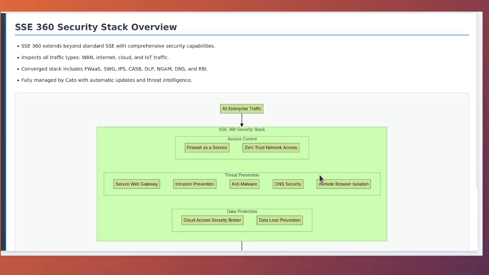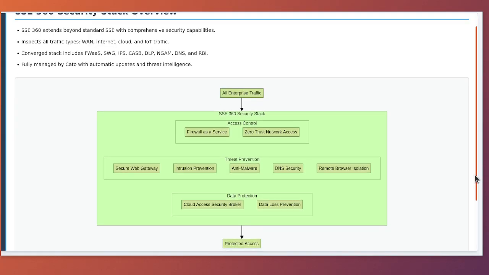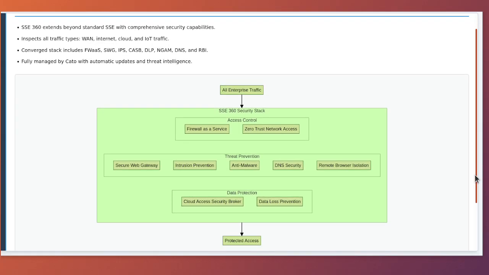SASE 360 Security Stack Overview. In this section, we will explore Cato's SASE 360 Security Stack in detail. SASE stands for Secure Service Edge, a term Gartner introduced in 2021 to describe the convergence of certain network security functions in the cloud. However, Cato's implementation goes beyond the standard SASE definition, which is why they call it SASE 360.